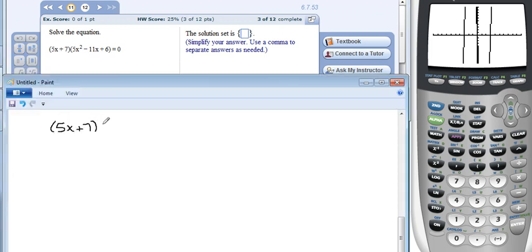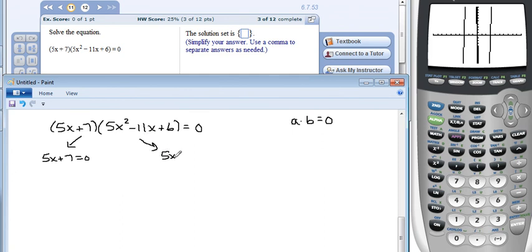5x plus 7 times 5x squared minus 11x plus 6 is equal to 0. Remember, I need that a times b equals 0 form. Do I have it? A times b is equal to 0. I do. Okay? This is like a, all of that, and all of this is like b. So I can say either 5x plus 7 is equal to 0, or 5x squared minus 11x plus 6 is equal to 0.